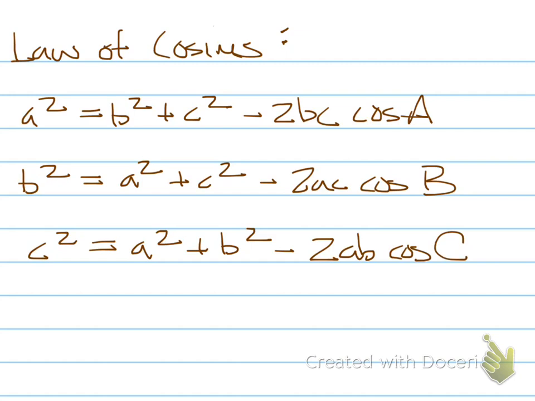The law of cosines, when we're trying to find the unknown side, for example, in the first equation, a would be the side that we're solving for. We want to take the sum of the squares of the other two sides that are given, and then subtract 2 times the product of those two sides times the cosine of that included angle.